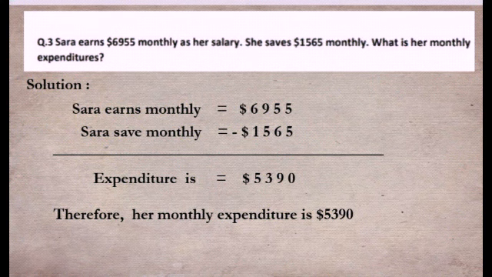So she earns monthly $6,955 and she saved monthly $1,565. Now we have to subtract. If we subtract, then the expenditure is $5,390. Therefore, her monthly expenditure is $5,390. So in this way we can solve this question.